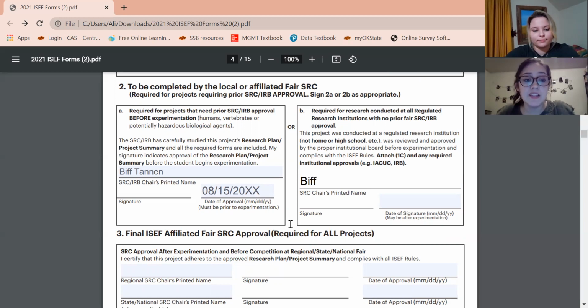If you conducted the experiment at a regulated research institution, for example, if the experiment is performed at a local research lab or a university lab, Section 2B will be completed. You will also need to complete Form 1C on pages 35 and 36. The SRC chair will then print and sign their name. The date in Section 2B can be completed before or after experimentation. Both dates for 2A or 2B will be completed after the dates specified in Section 1.